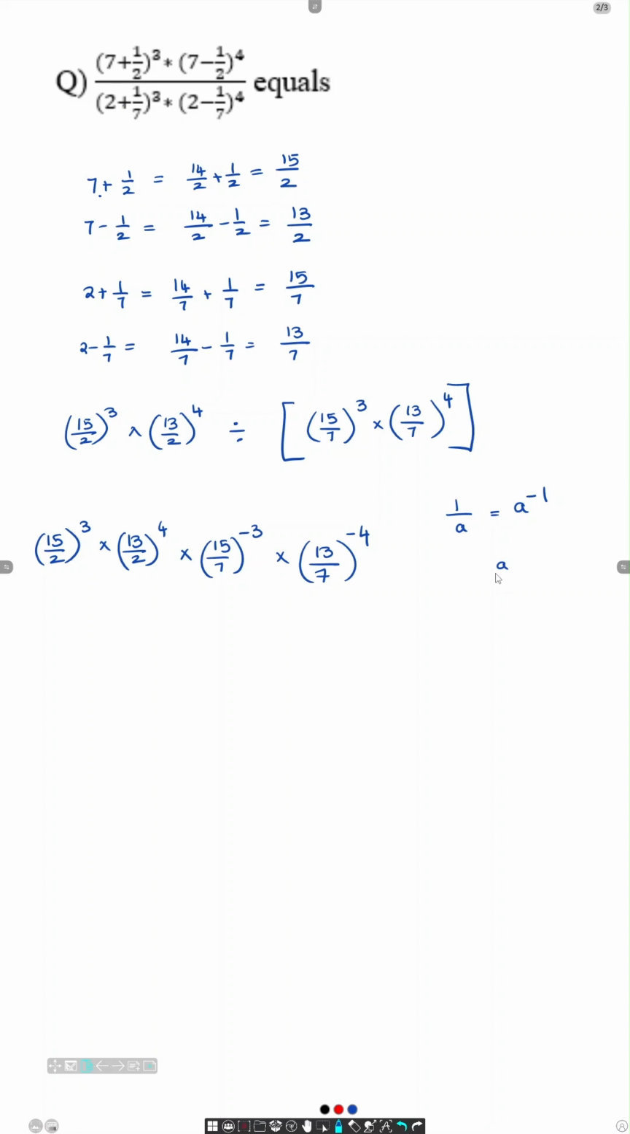We know that (a by b) whole power m can be written as a power m by b power m. Applying this to this expression, we get 15 cube by 2 cube into 13 power 4 by 2 power 4 into 15 power minus 3 by 7 power minus 3 into 13 power minus 4 by 7 power minus 4.